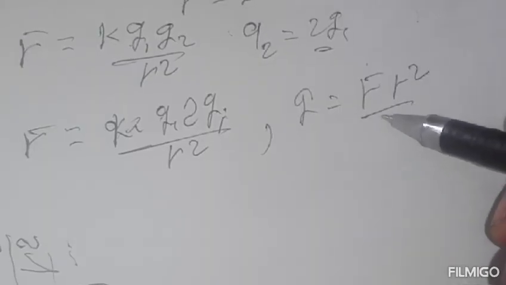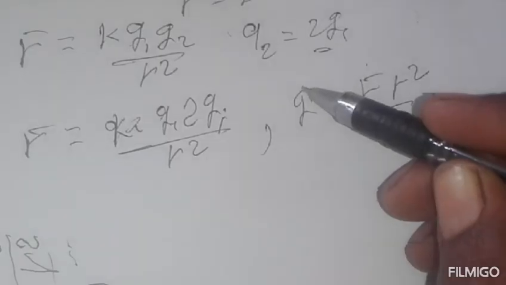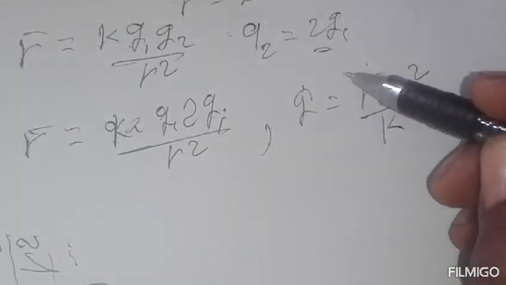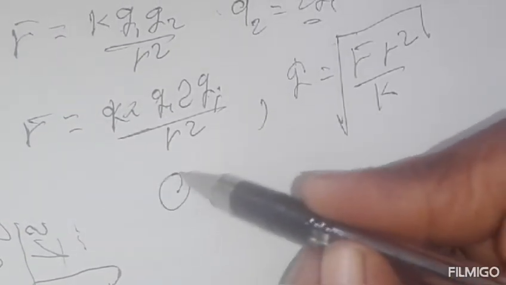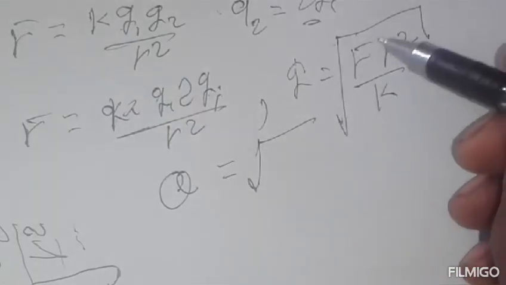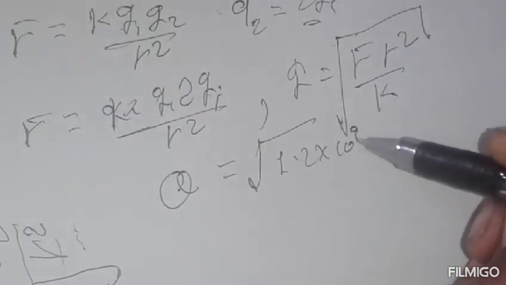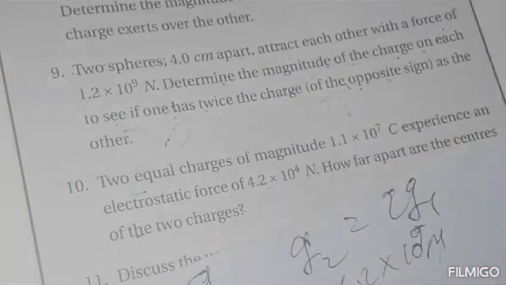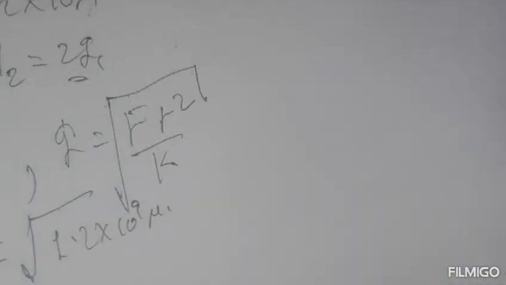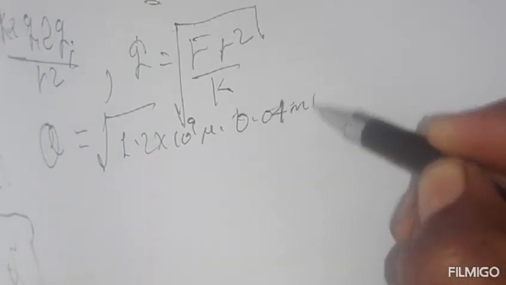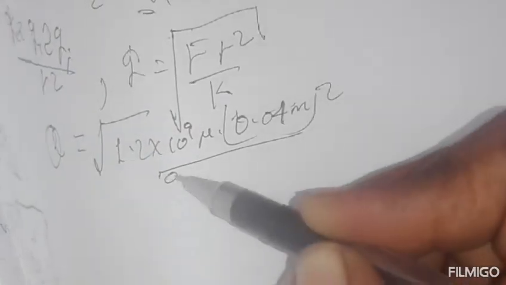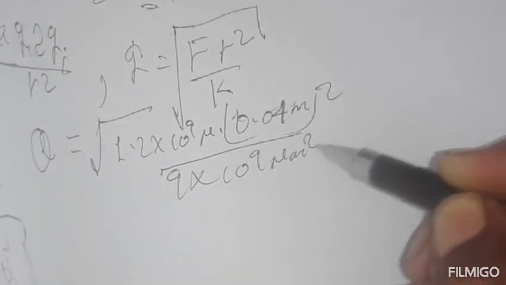over Coulomb's constant. This is charge square, so to get the charge we take the square root. Therefore we can now substitute: charge is equal to the square root of force 1.2 times 10 to the power of 9 Newton times r, the gap distance between the charges, 4 centimeter, which in meters is 0.04 meter the whole square, over 9 times 10 to the power of 9 Newton meter square per Coulomb square.